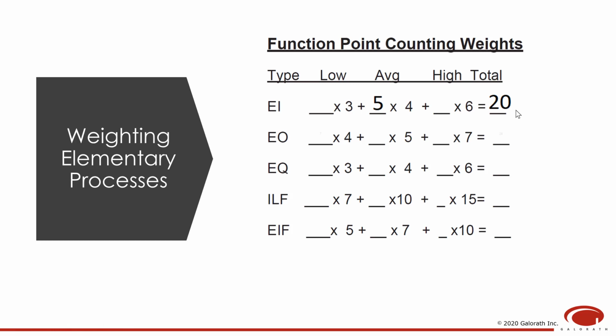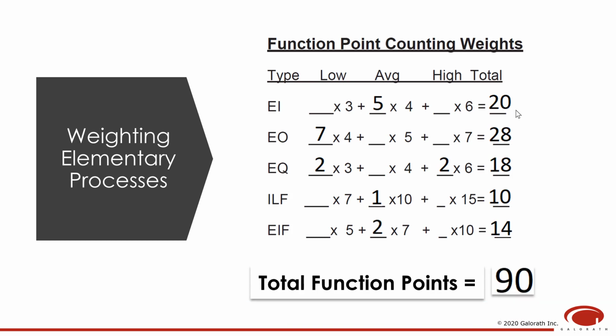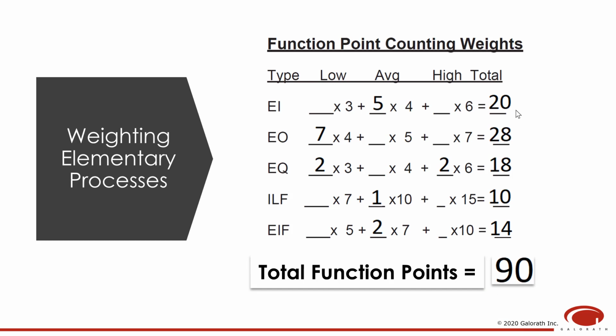For example, for this particular application, the total number of function points is 90. So this is the end result of your function point counting process. Now, let's see what we can do with this number.